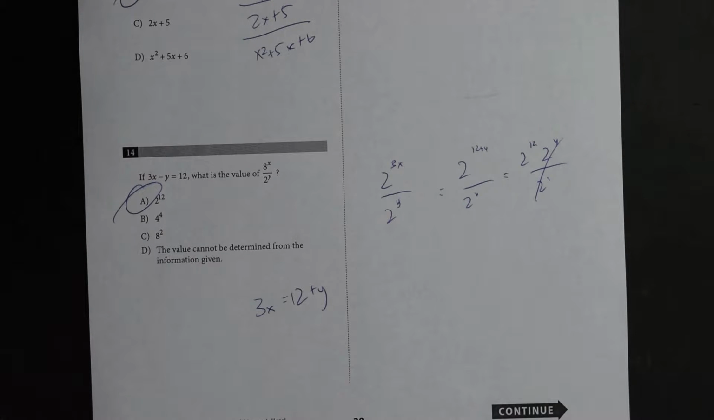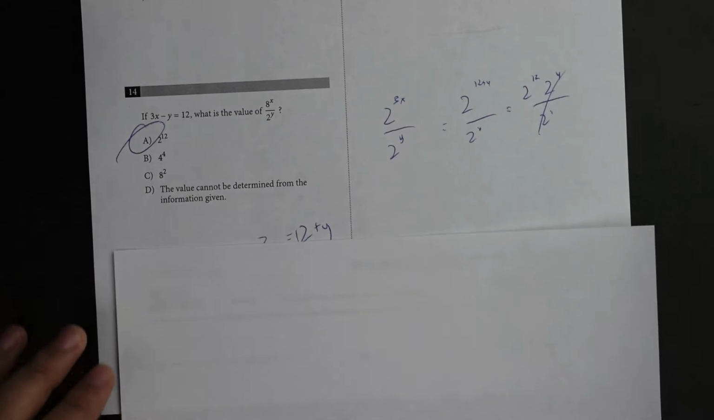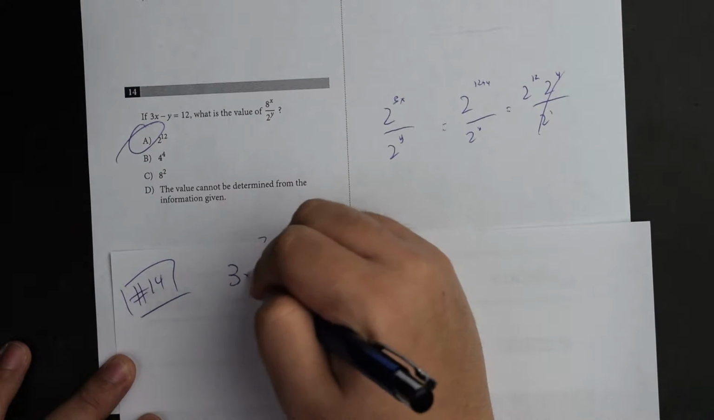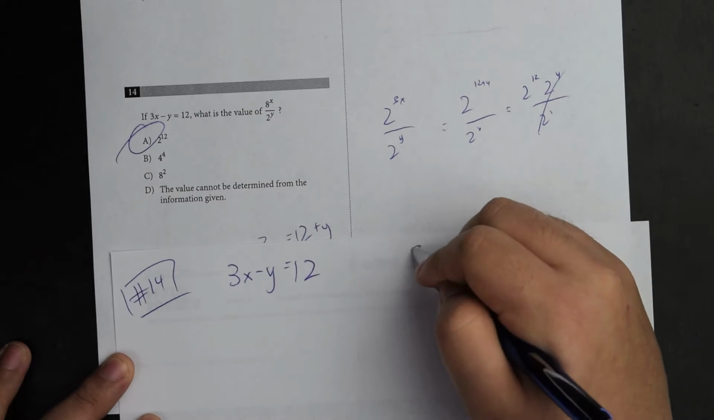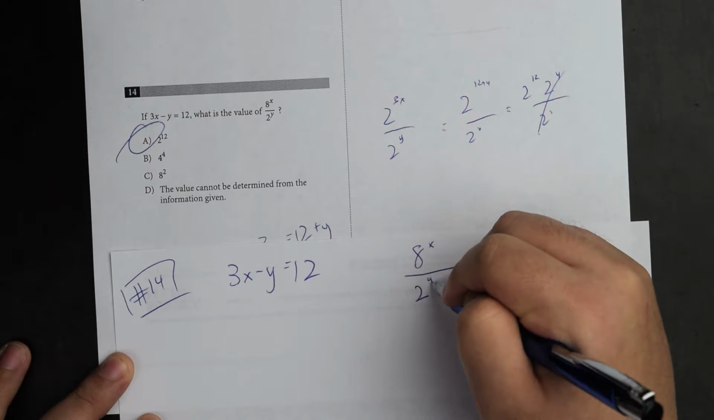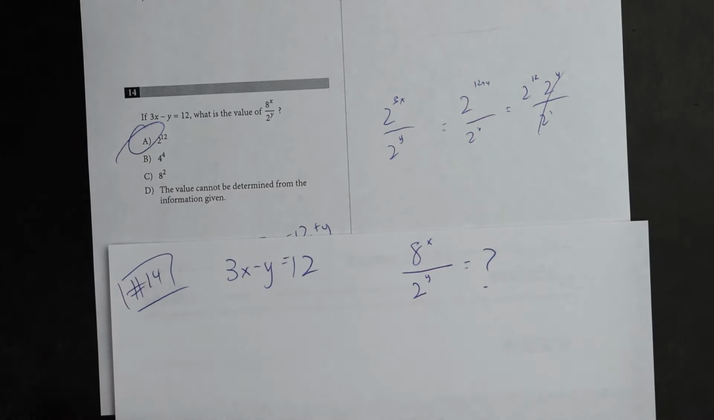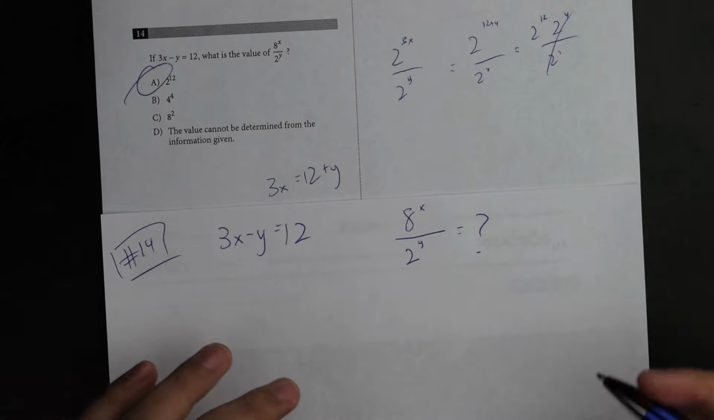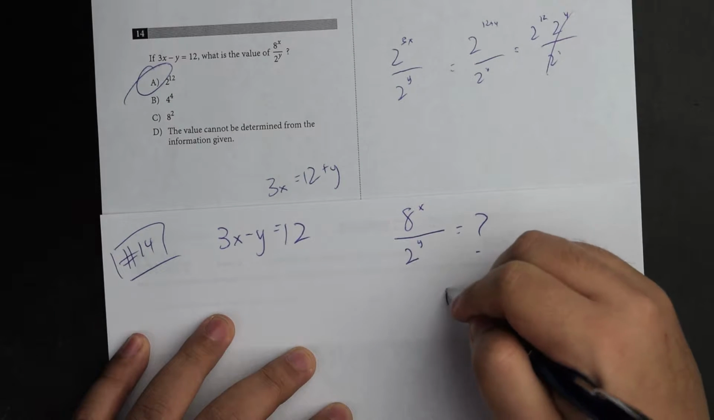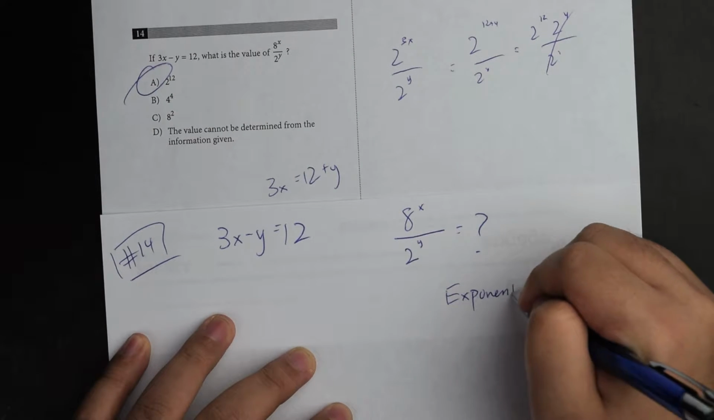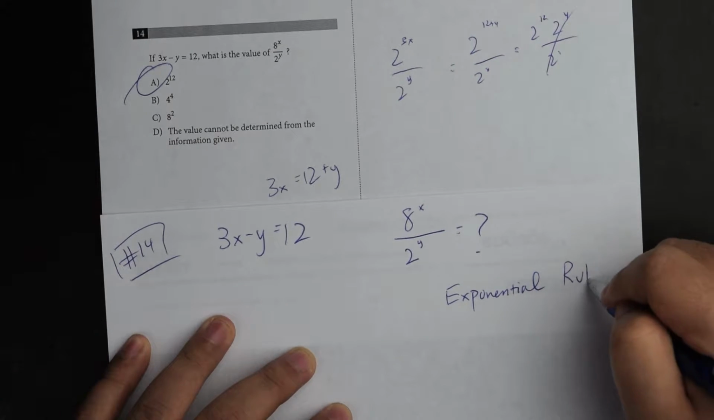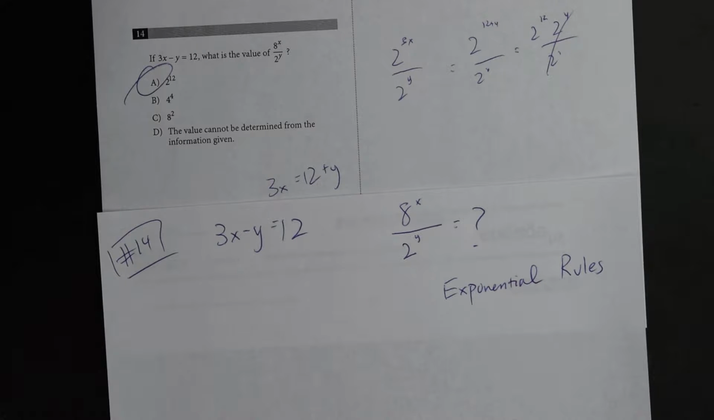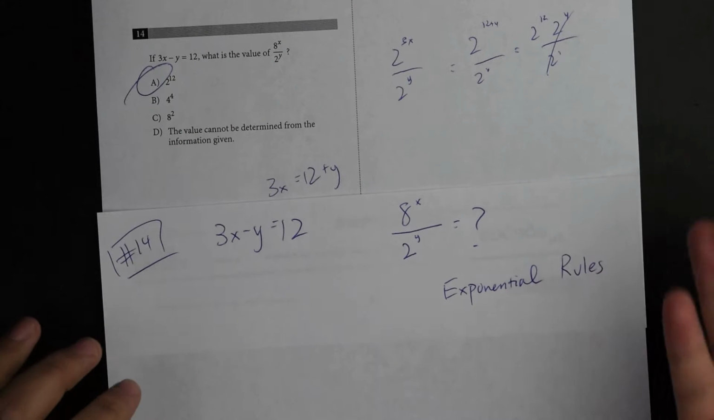Now I'm going to explain how I got number 14's answer. Number 14 tells me that 3x minus y equals 12, and they're asking what is the value of 8 to the x over 2 to the y. When I was doing this question, there is a rule you must know in order to do it. It's the concept of exponential rules. When we are working through exponential rules, there's one rule that is applied to this question. But before I go into the explanation of that, I'm going to explain basically how I approached it.